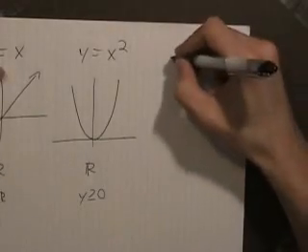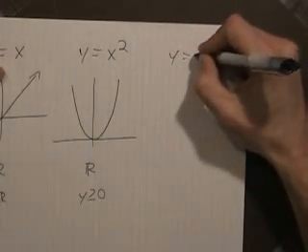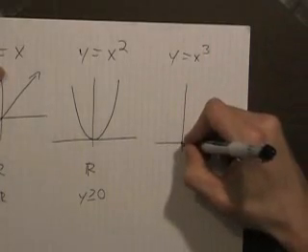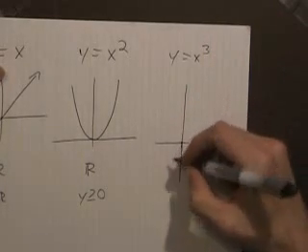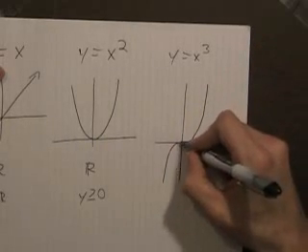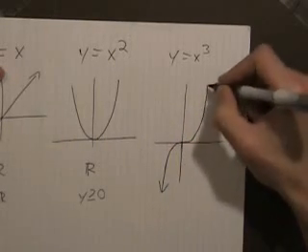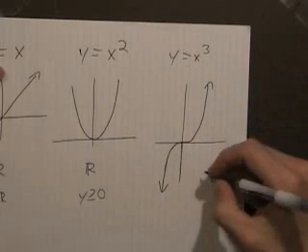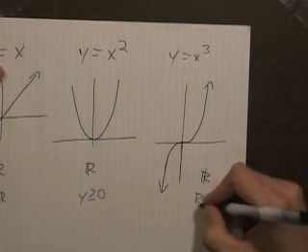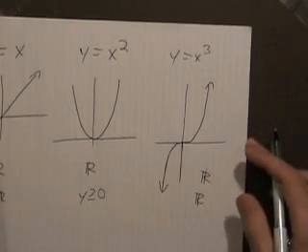One step up from that is y is x cubed. And that's looking like this, so it's kind of like this, right? When you cube negative numbers, they become more negative, like that. The domain is all real, and the range is also all real. It hits everything going up and down.